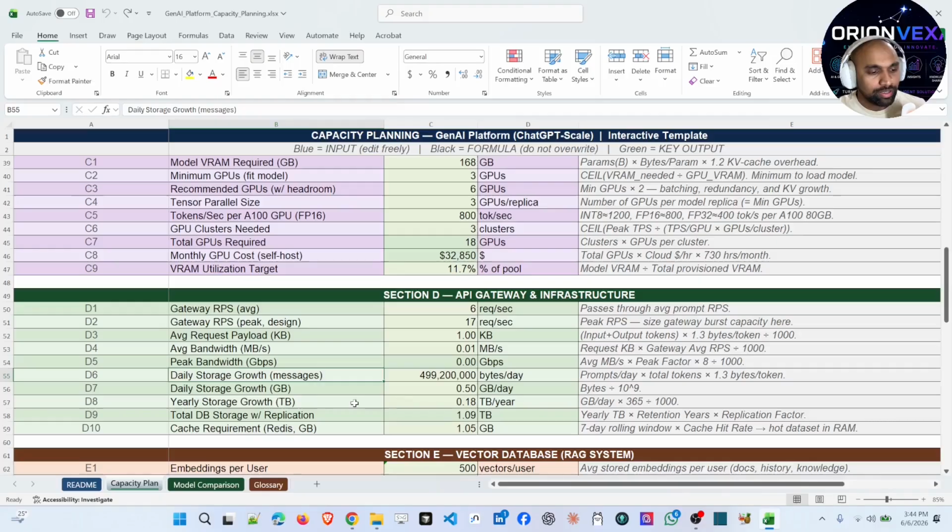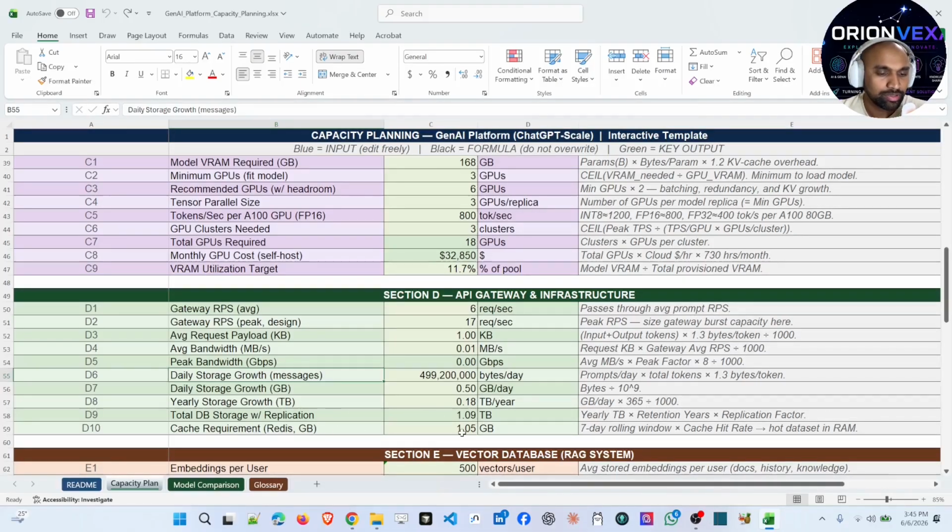Yearly storage growth in terabytes: we need to convert into GB, 0.5 GB per day into 365 divided by 1000. We will get the value in terabytes. That is 0.18 terabyte per year. Total database storage required: we need to consider many factors while considering the databases. Yearly storage in terabytes into retention per year and replication factor. Replication factor usually will be 3 times. Then how many years we need to retain this data also needs to be considered. Multiply all of them, we will get around 1.09 terabytes.